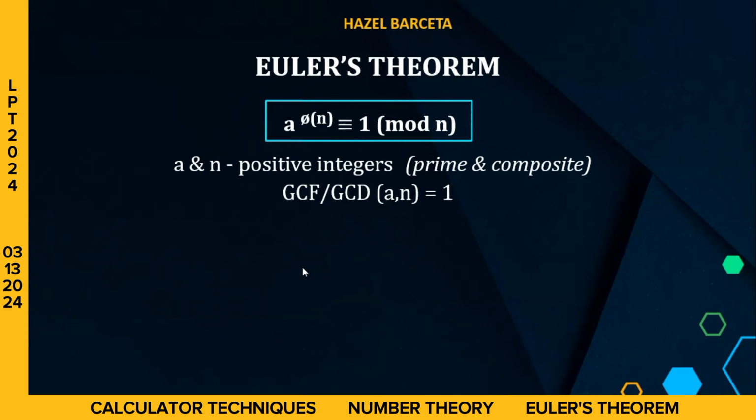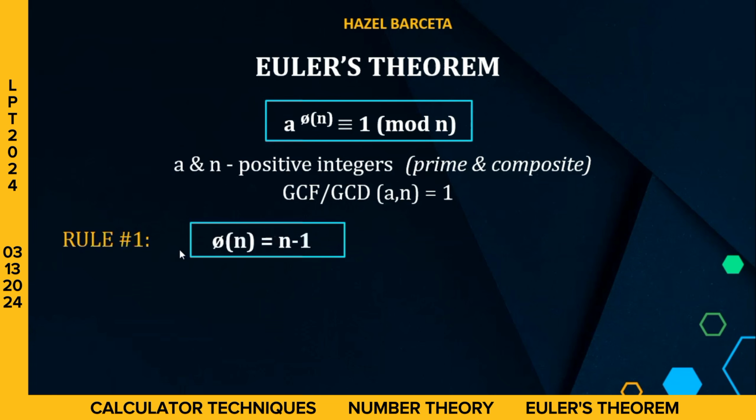But we have rules to follow para po dito sa ating Euler's totient function. Rule number 1. We have totient of N, so ito po yan, is equal to N minus 1 provided that N is a positive prime number. So, ang rule 1 ay para sa positive prime number.